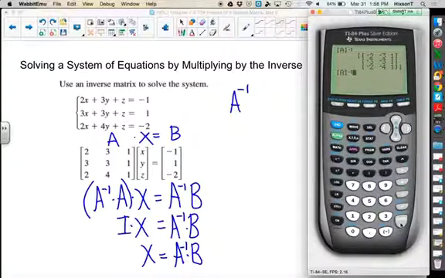Then we use that times B. You're going to use that inverse and multiply it by B, the 1, 1, -2, or -1, 1, -2. And that should give you your answers. So when you do it, if you did it right, you should get that for your inverse.